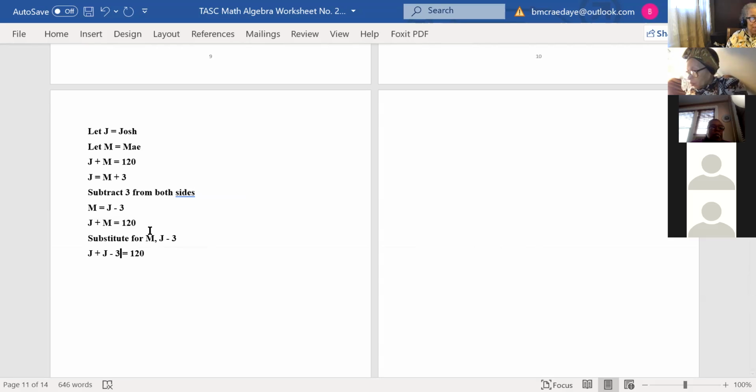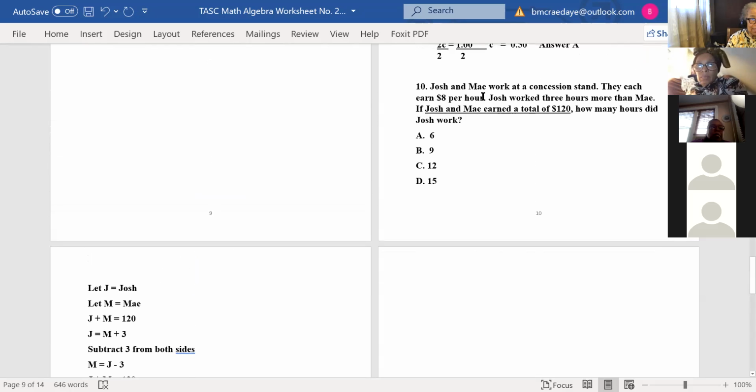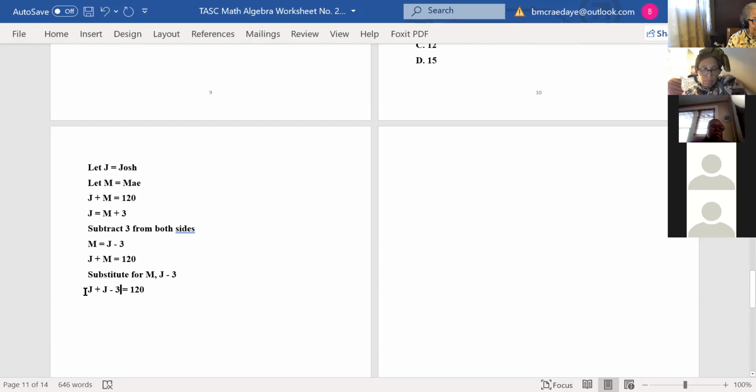But how much are they making per hour? $8. So they're both making $8 an hour. To get that 120, we have to multiply that $8 an hour by each person's number of hours, right? So we'd have 8, and then we have to multiply this J minus 3 by 8.